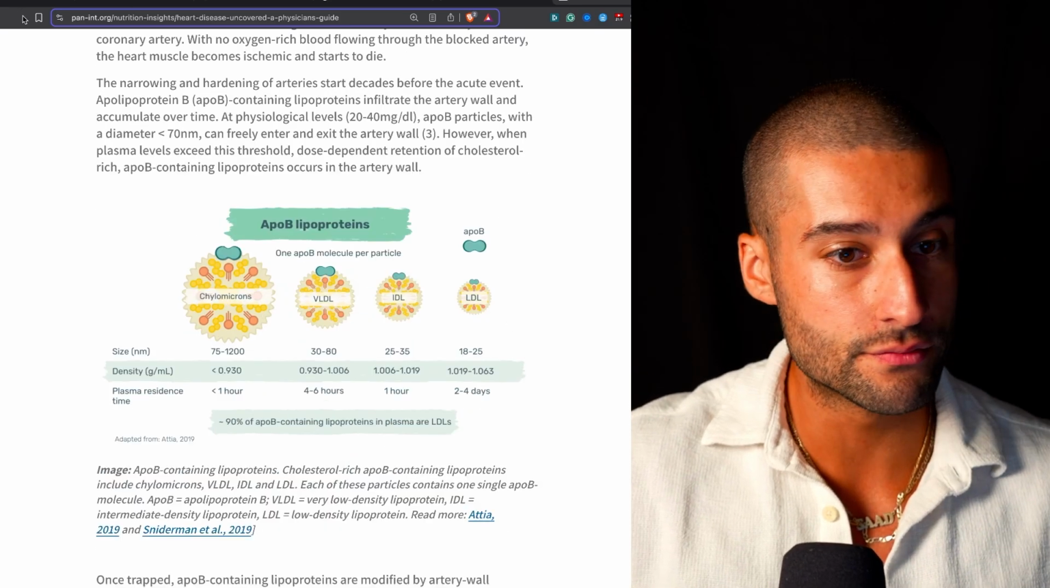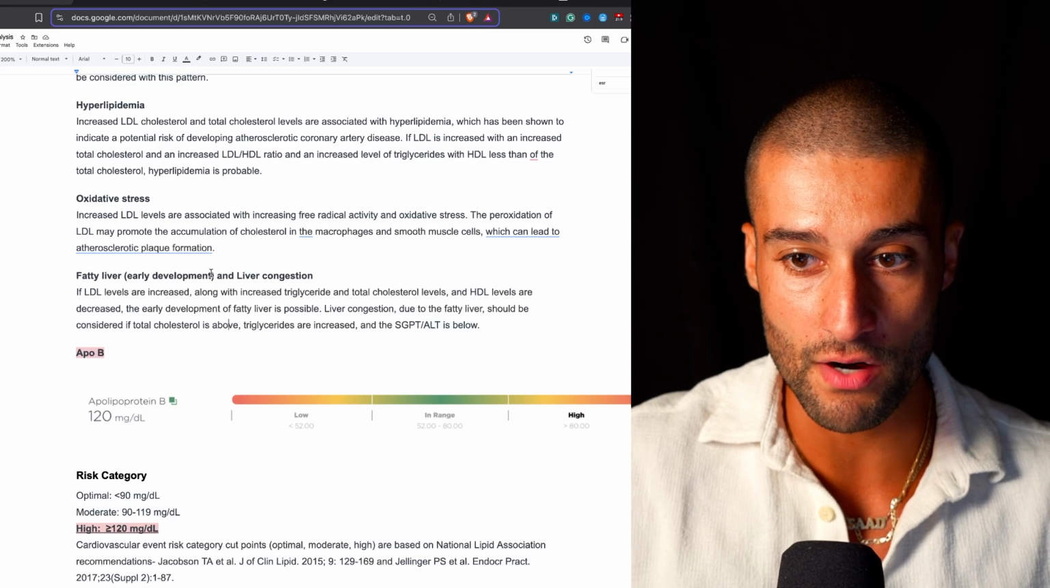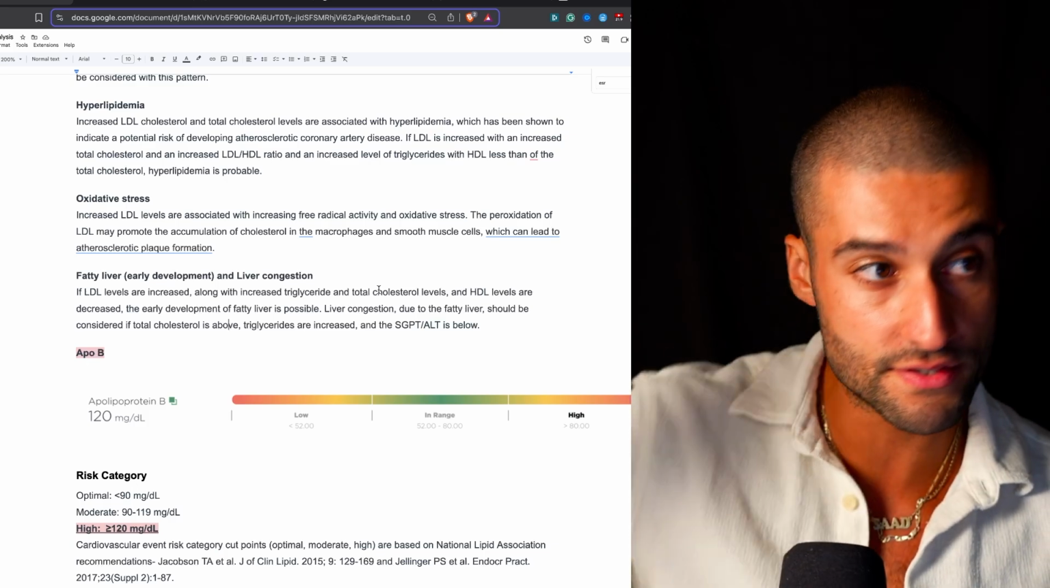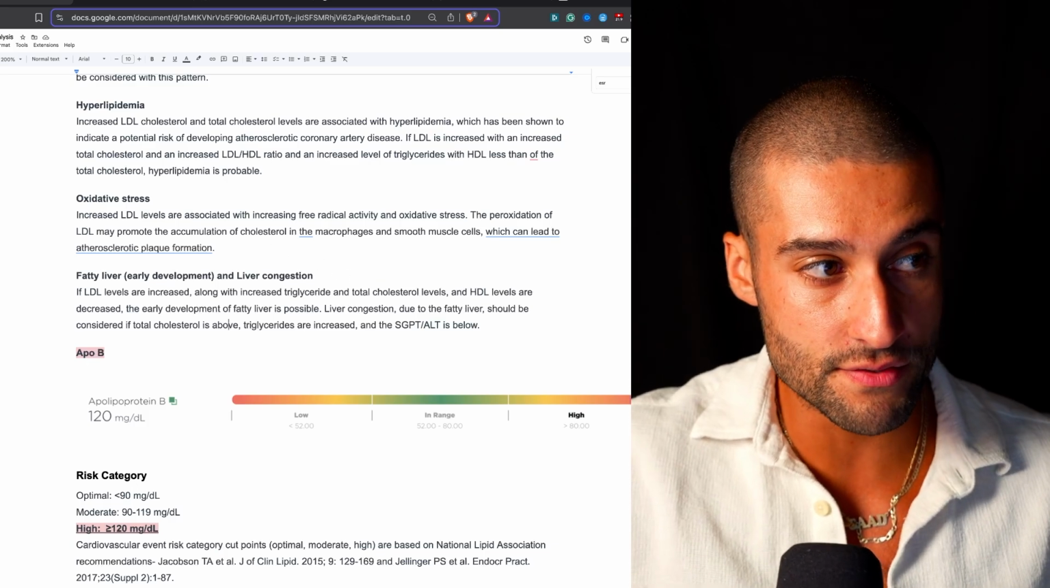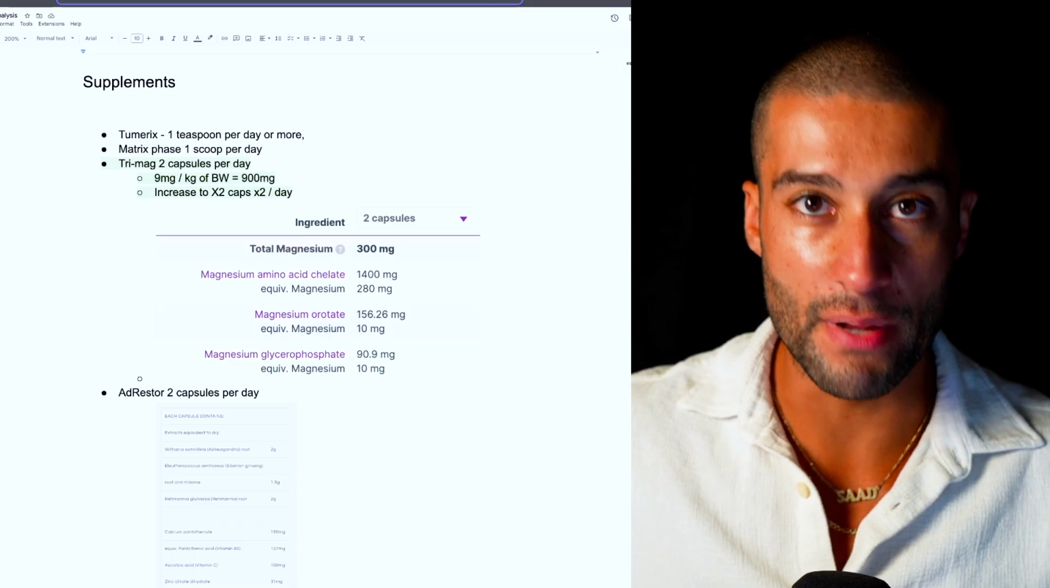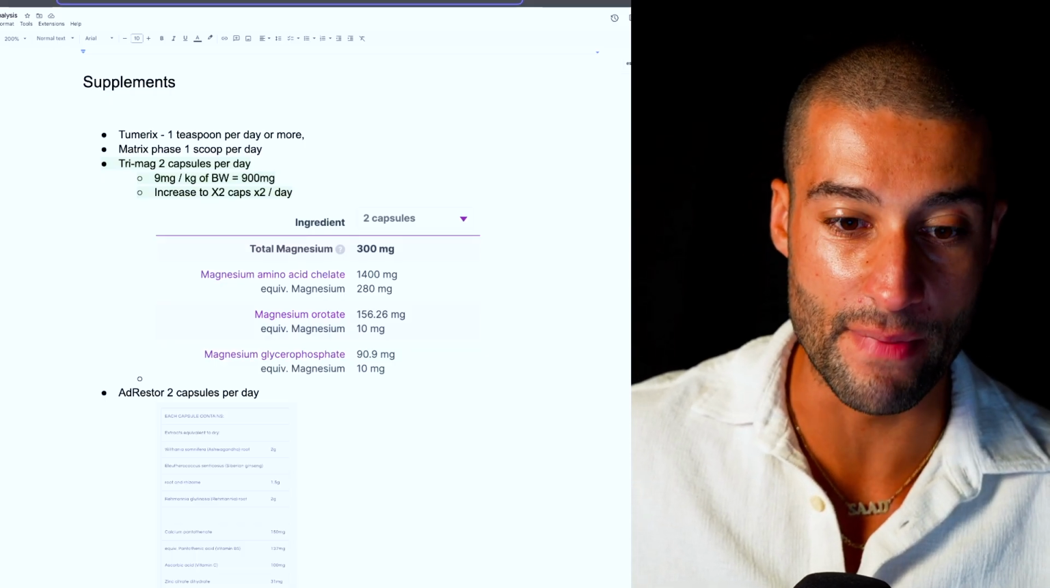So what do we do? Well, good thing, there are many different compounds that can support, or many different changes that we can make to support the improvement of these blood markers and your risk profile. So I'm about to show you that now. But I actually want to come back to what the naturopath recommended for you.